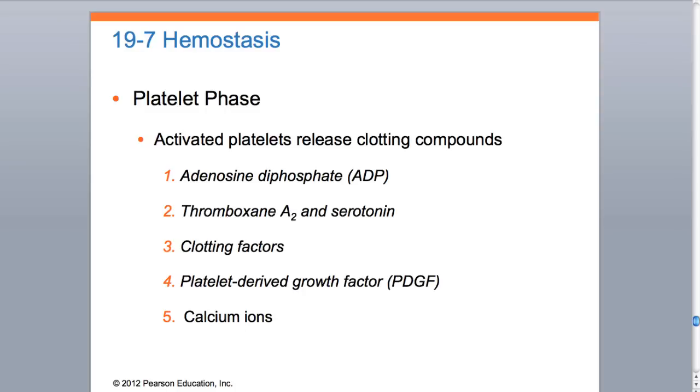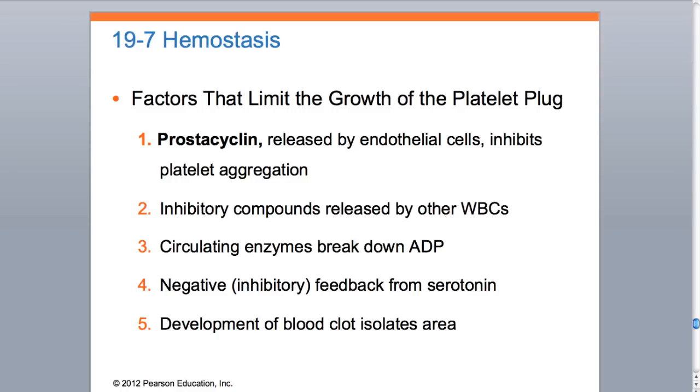Okay, now the next slide. Factors that limit the growth of the platelet plug. Just as we want to have a plug form, we also have to limit how much of a plug forms. Otherwise, a nice, big, huge blood clot will be there. All right, so we don't want that blood clot growing and growing and growing forevermore. So there is a limiting process. And this first term up here is going to limit how big that platelet aggregation process will get. Okay. So it's the limiting chemical.